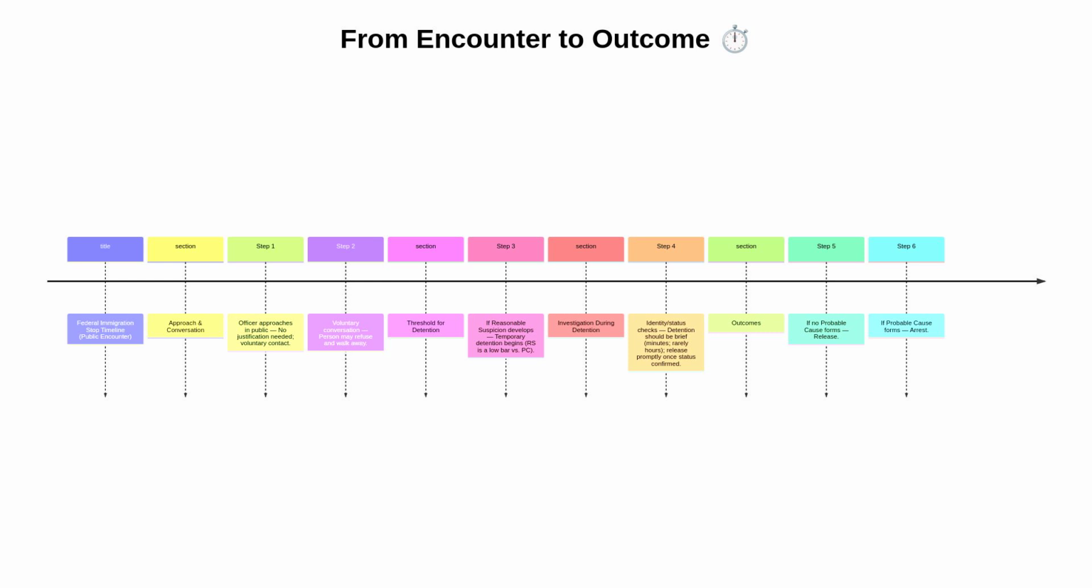This timeline shows the progression of a typical encounter. It begins when an officer approaches in a public space. Initially, the interaction may be voluntary. If reasonable suspicion develops, the officer may conduct a temporary detention to investigate. During detention, identity or status checks occur. If probable cause does not develop, the individual should be released promptly. If probable cause arises, the encounter escalates to an arrest. The diagram underscores that detentions are meant to be brief and investigative, not indefinite.